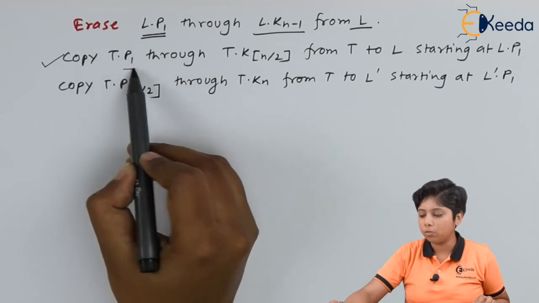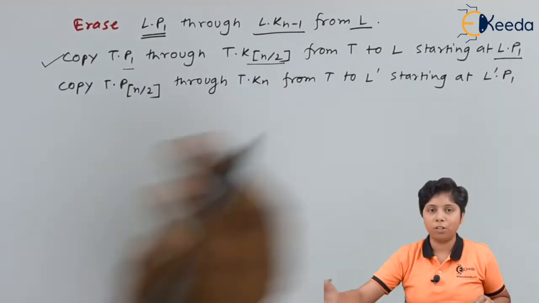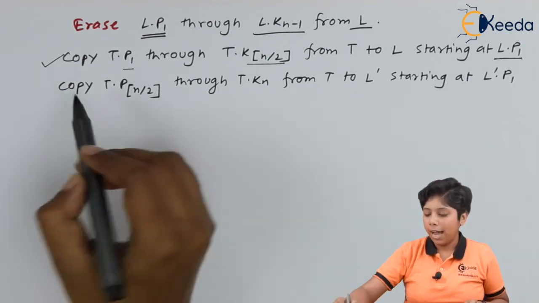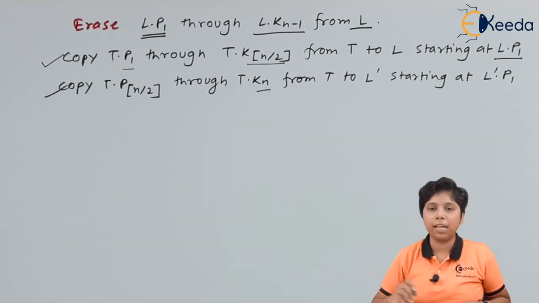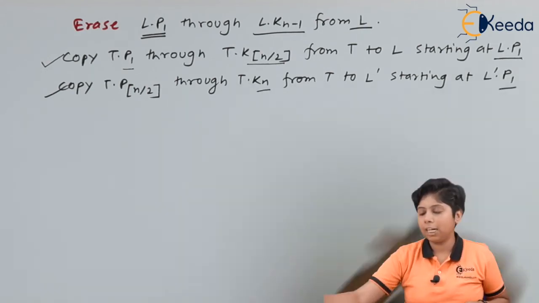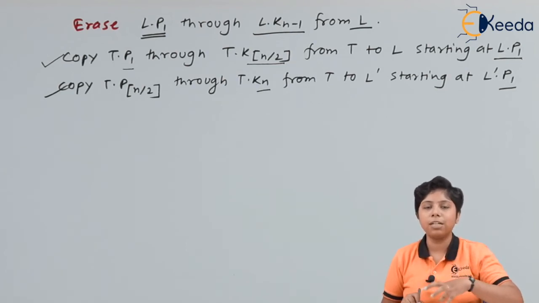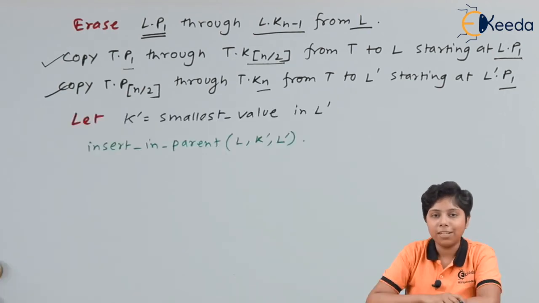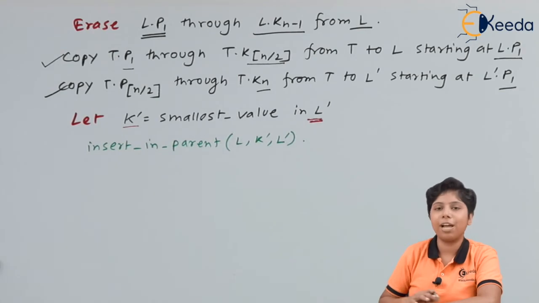That is, we are copying P1 through the half of the node starting at L P1. That means the first pointer of this first left leaf node. And then we are copying the rest of the nodes, that is, till the K n from L P1. That means Kelly will be copied to the next leaf node, and this is the right one, and Crick is added to it. Now we can see that we are finding K dash in such a way that it is the lowest value in L dash.